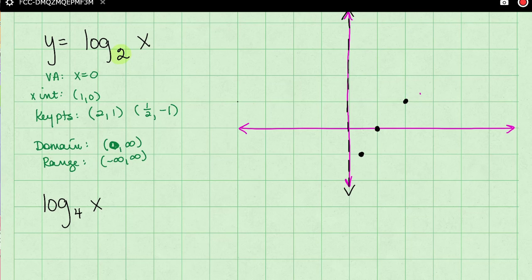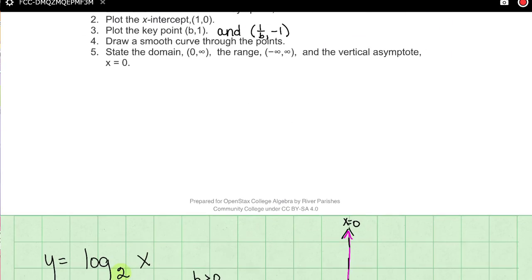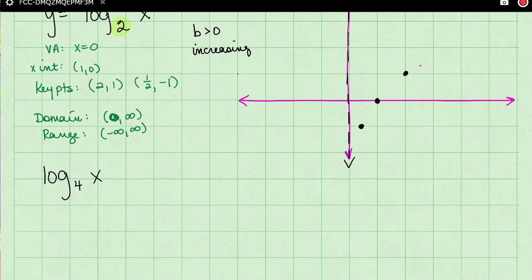And if you look at your b, b is 2. It is greater than 1, so this is increasing. So this graph is going to look like the one on the left. This graph here. It's going to look like that. It will look something like that. Okay?